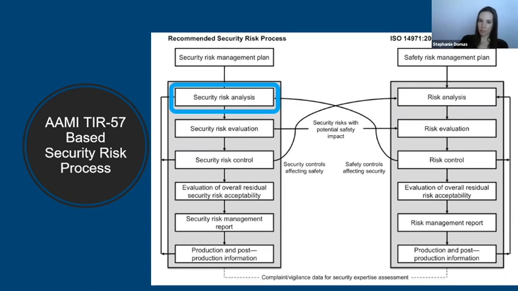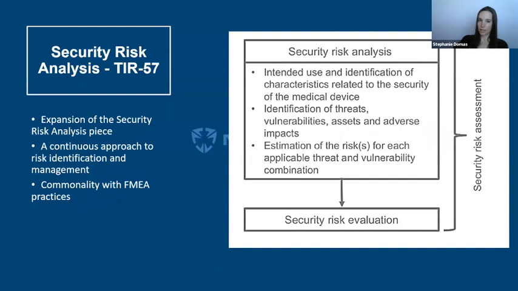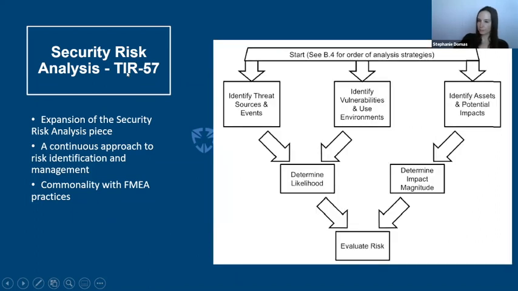So inside of that security risk analysis piece, if you dig farther into AAMI TIR 57, you'll find a definition here. They're expanding here, and what you can see is this identification of threats, vulnerabilities, assets, and adverse impacts. So that's where threat modeling comes in. This diagram blows that up, and you can see here's this identify threat sources and events. So the whole idea here is that threat modeling is a piece of a much larger cybersecurity risk assessment process.